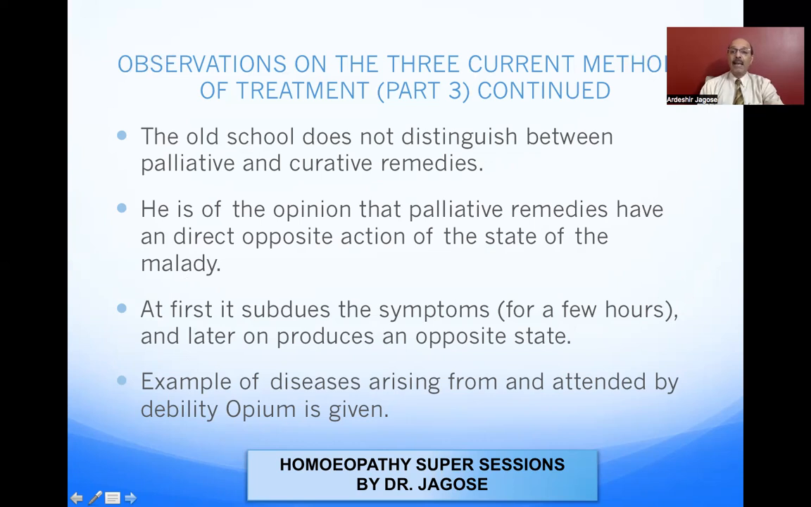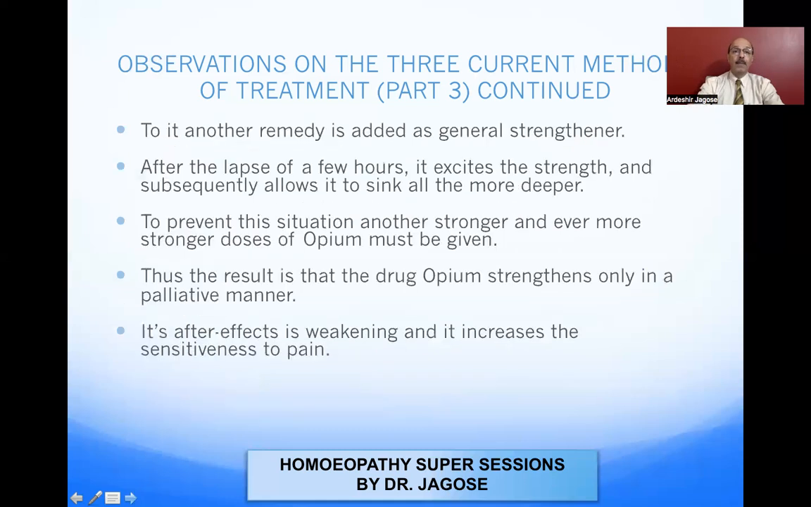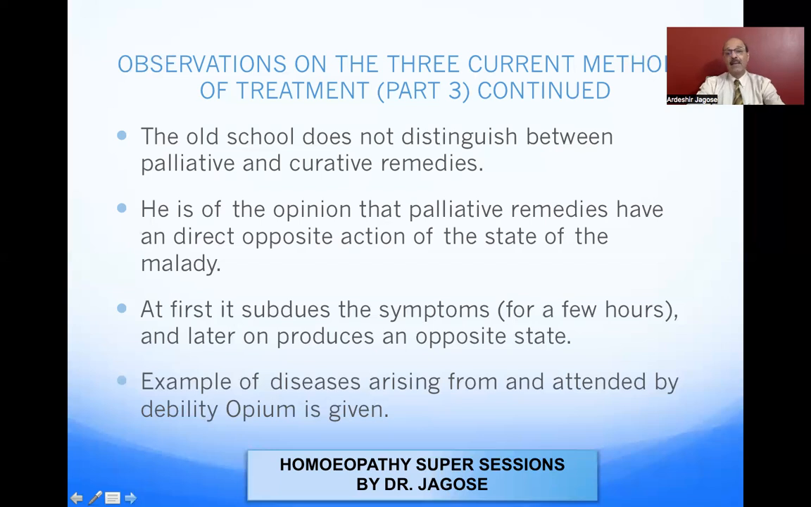So by giving a palliative remedy based upon the opposite state of action, what happens? At first, it subdues the symptoms, or the symptoms are better for a few hours, but later on it produces an opposite state. He has given an example of opium: for cough, opium is given, the cough subsides, and then again it increases, and the symptoms increase in intensity. The patient goes into a stuporous condition. The physician again increases the dose of opium, and ultimately the patient dies.